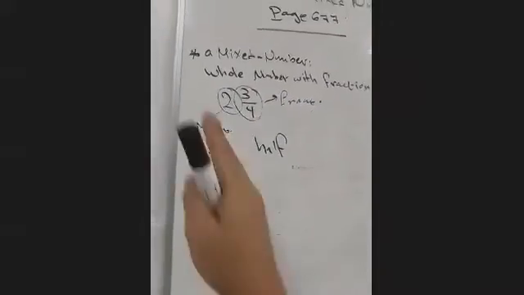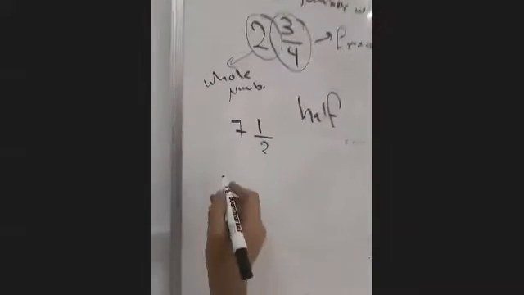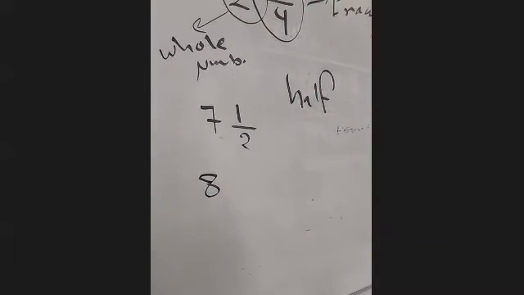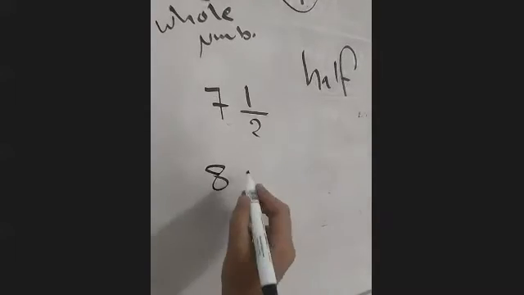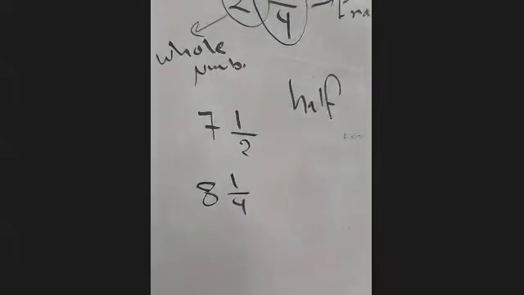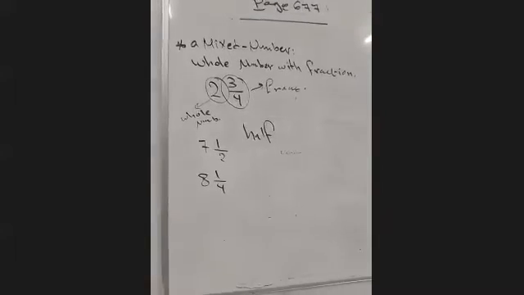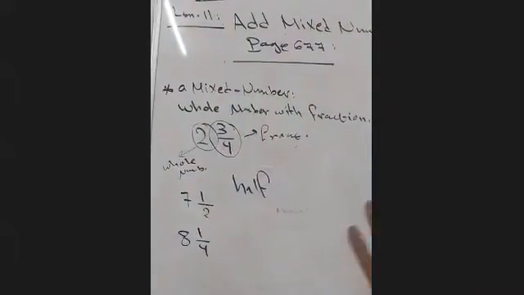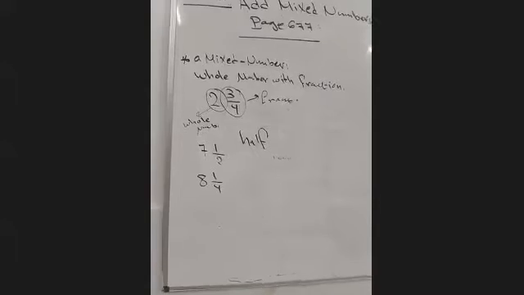So the mixed number has two parts, whole and the fraction together. Like 7 and a half, like 2 and 3 over 4, 8 and a quarter. In Arabic words, 8 وربع, 8 and a quarter, 8 and 1 over 4. This we call 8 and a quarter. Now, how we add mixed numbers, this is the important thing here. Now, how we add the mixed numbers, guys?